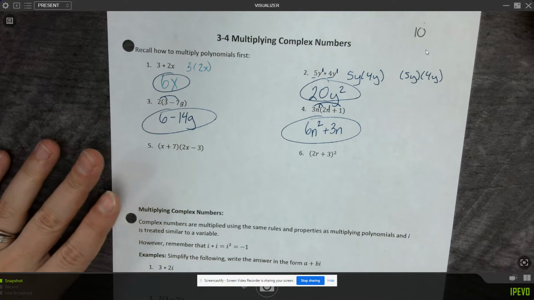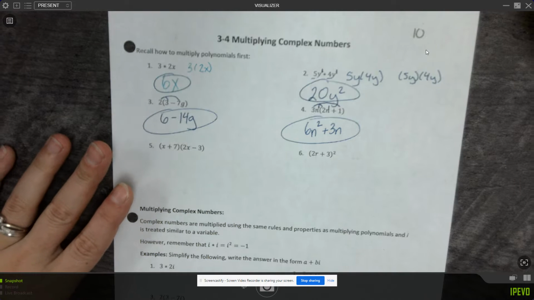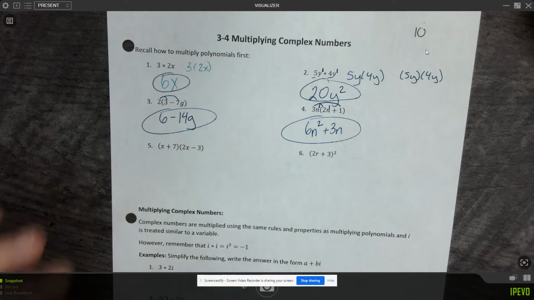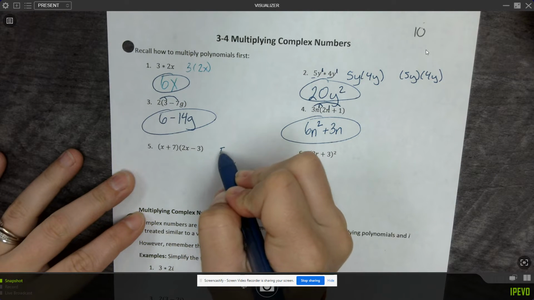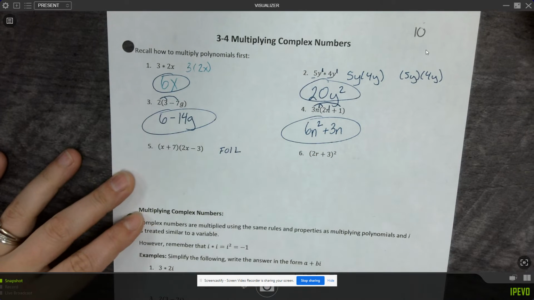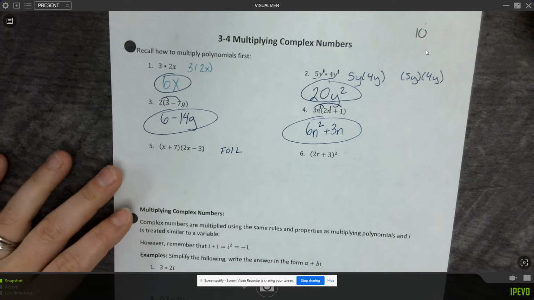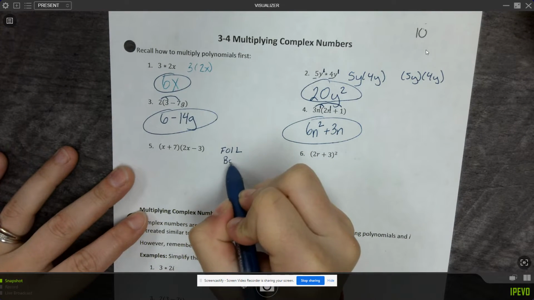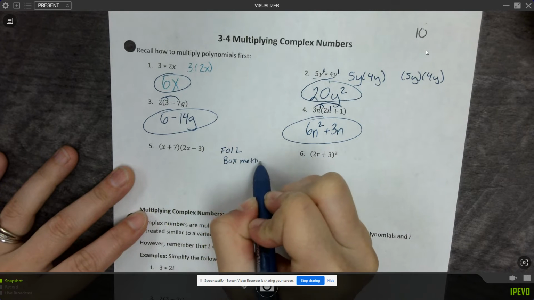All right, 5 and 6, you're maybe going to need a little bit more recall. In 5 and 6, you have seen these types of problems before, and you maybe have learned one of two ways to do this multiplication. Your first is FOIL. You've maybe heard of FOIL. And the second is the box method.